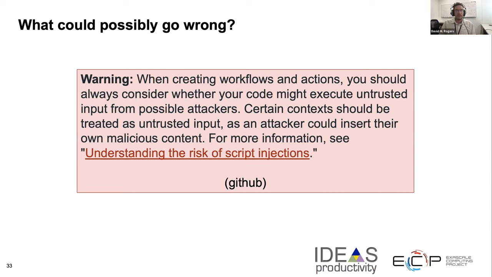This is an important one to keep in mind, that one of the oldest tricks in the book for web-associated applications is code injection. So when you're creating workflows or actions, you should be aware that these actions are running on GitHub's resources in the default mode, with actions that are associated with your user account as GitHub sees it. And so you always want to be considering, where did the code that I'm executing come from? Certain contexts should be treated as untrusted input, and attackers could try and use those untrusted inputs to insert their own code or malicious content. So understanding script injections is important.